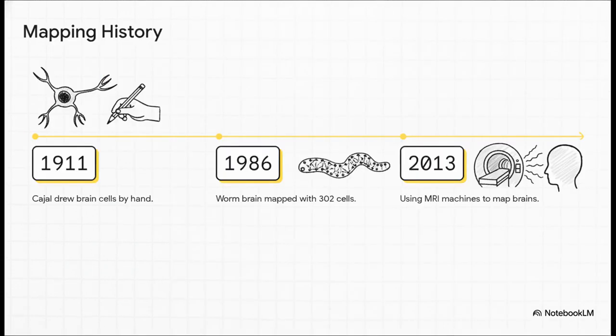Scientists have tried to make this map for a very long time. In 1911, scientists drew brain cells by hand. They used a simple pencil. Later, in 1986, researchers mapped a worm brain. The worm had only 302 brain cells. Then, in 2013, everything changed. Scientists started using MRI machines. These machines can look inside complex human brains, and they do it safely.